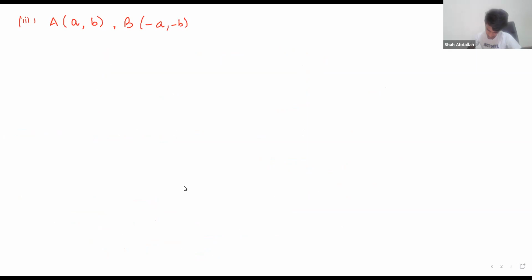Okay, one more part I'm giving. First question, third part. The points are like this. Let's say the first point A is actually (a, b), and the second point B is (minus a, minus b). Now find out the distance between A and B. This is the third one. First question, third part.